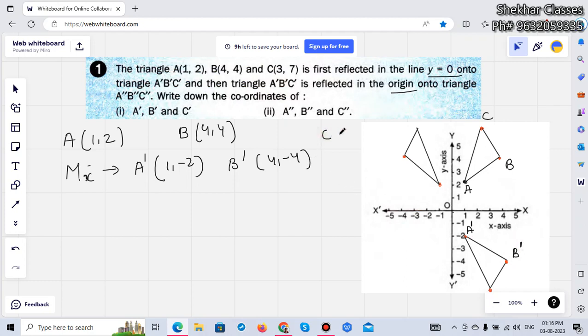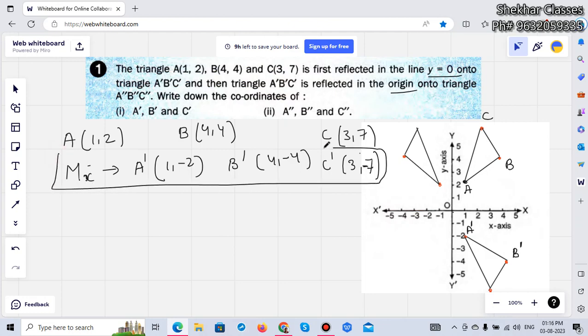Now comes C. What is C? C is 3 comma 7. This is 3 and 7 here. So C dash will be 3 comma minus 7. Is that okay? So when we reflect through the x-axis, these are the coordinates that we get for A dash, B dash and C dash.